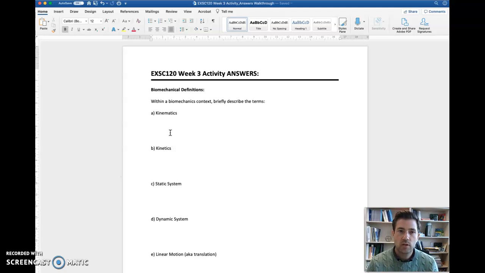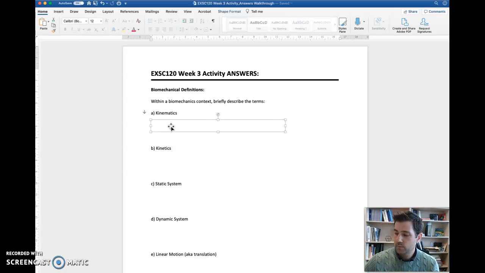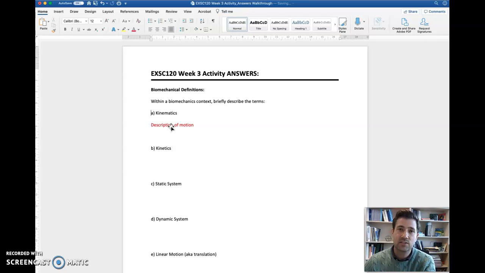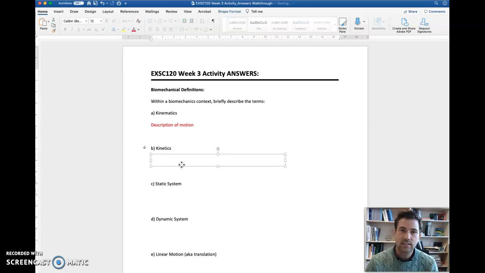So first one, describe in biomechanics what the term kinematics means. Well, basically kinematics is the description of motion. You might find a longer explanation for that elsewhere, but basically kinematics is dealing with the motion itself, whereas kinetics is dealing with the forces behind the motion. So we'll spend a good chunk of this semester on concepts around forces once we get through the motion itself in these early weeks.